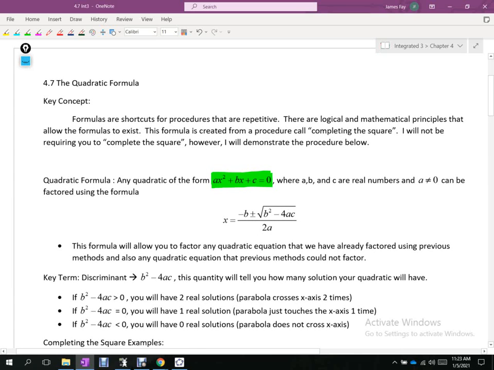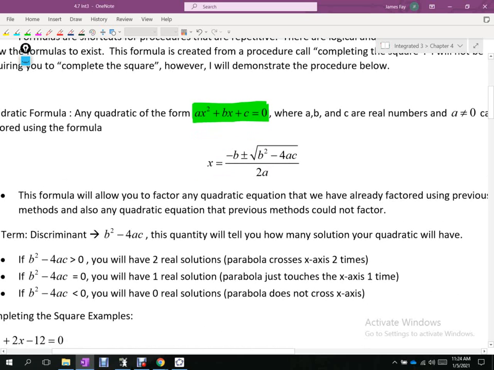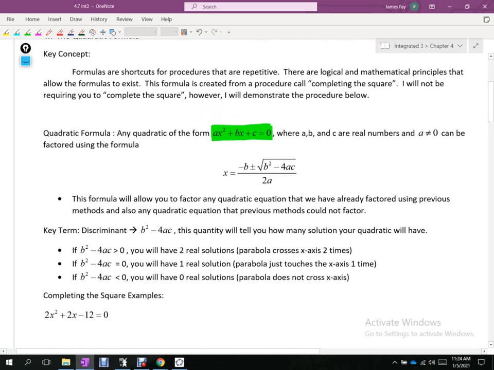The reason a can't be 0: if a was 0, that term would disappear, and you would just have a linear equation, which is really easy to solve. But every single quadratic equation can be solved using this formula. The only thing that happens inside this formula that people struggle with is the order of operations. So this formula will allow you to factor any quadratic equation that we have already factored using previous methods, and also any quadratic equation that previous methods could not factor.